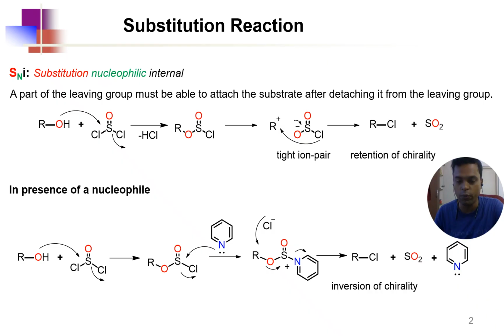So there are two different ways the reaction could happen. If you perform the reaction in the absence of the catalyst, you get retention of chirality, but if you do it in the presence of the catalyst, you get inversion of chirality. The reason is that in the absence of catalyst, the nucleophile is coming from the same side where the leaving group is detaching from the carbon center. In the other case, the chloride, or the nucleophile, is coming from the back side of the leaving group. That is why in one case you get inversion of chirality and in the other case you get retention of chirality.